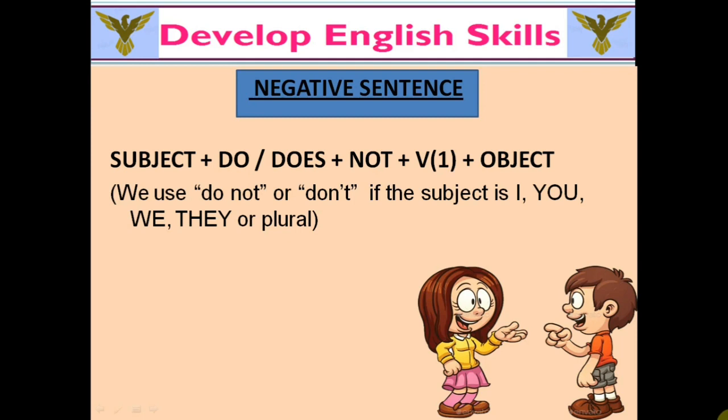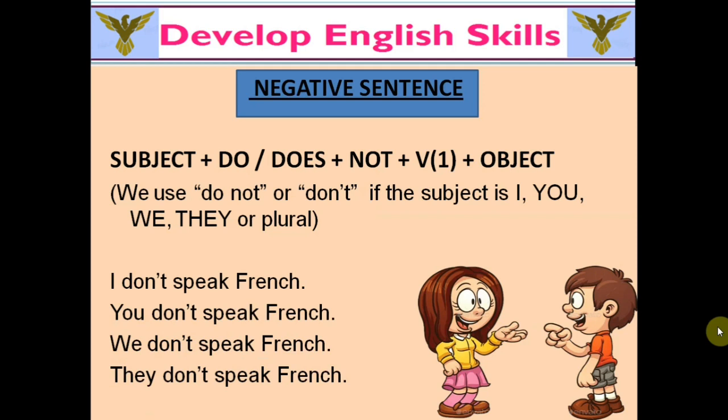Let's learn how to make negative sentences in simple present tense. We write subject and then do not or does not. Then we write first form of verb and then object. We use do not if the subject is I, you, we, they, or plural. You can see the examples. I don't speak French. You don't speak French. We don't speak French. They don't speak French. So here the verb will remain in the first form. There is no change in the verb.